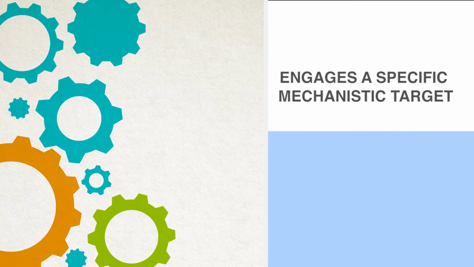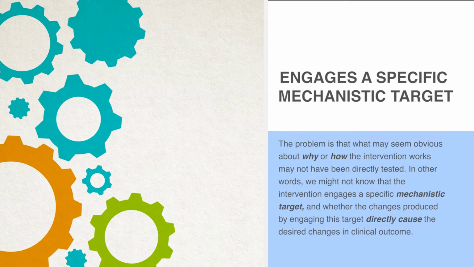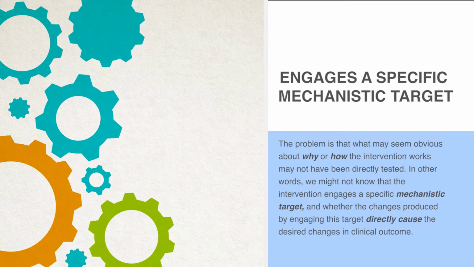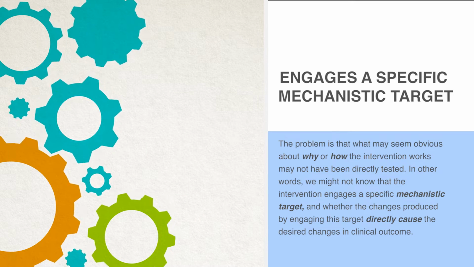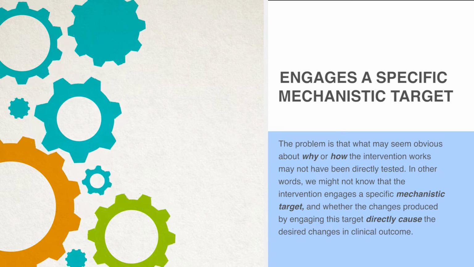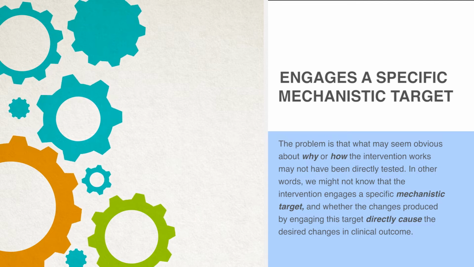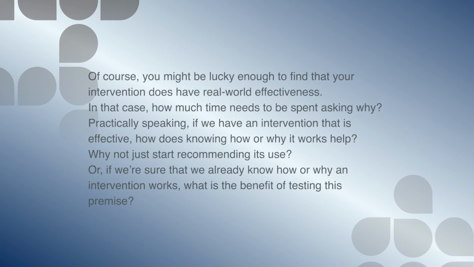The problem is that what may seem obvious about why or how the intervention works may not have been directly tested. In other words, we might not know that the intervention engages a specific mechanistic target, and whether the changes produced by engaging this target directly cause the desired changes in clinical outcome. Of course, you might be lucky enough to find that your intervention does have real-world effectiveness.